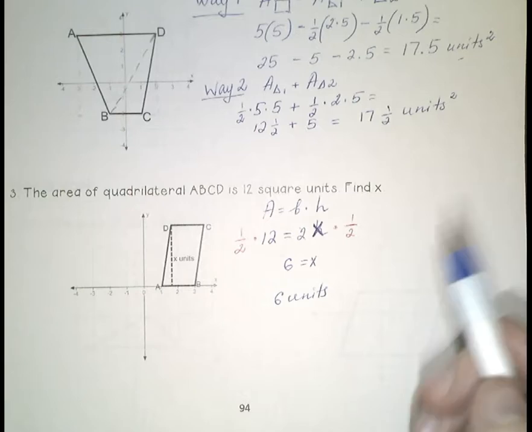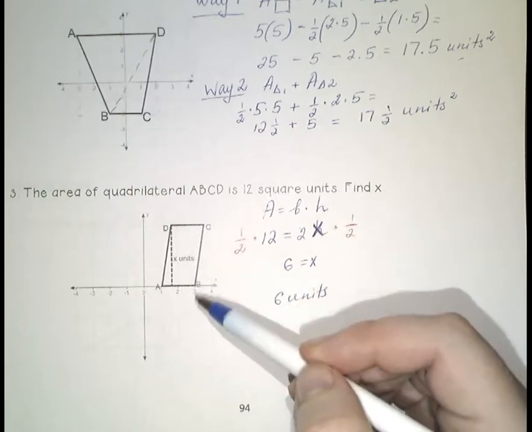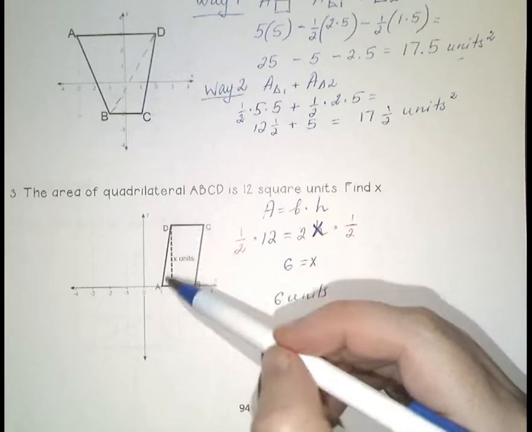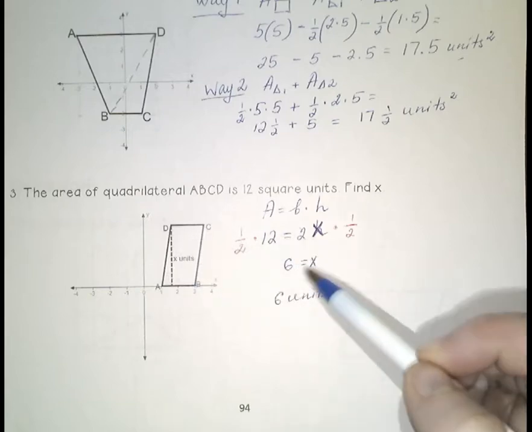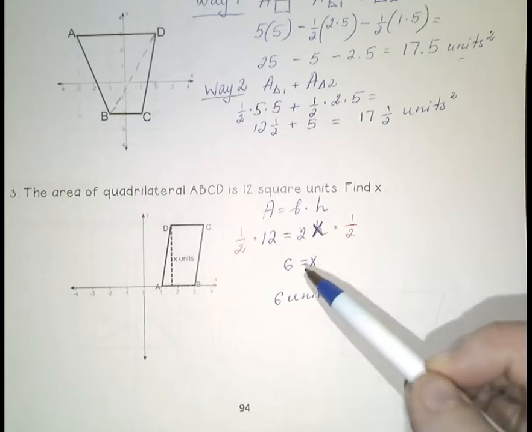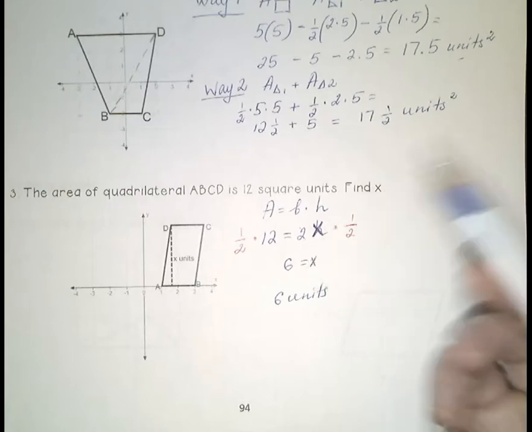Okay? Because this shape is not drawn to scale, we cannot count and assume that we will get it right. We need to make sure that we are doing the math. We can't just count. Okay?